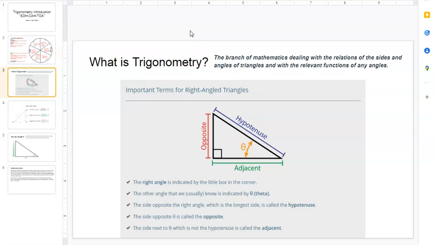So important terms we're going to need for right-angled triangles. Everybody's pretty comfortable with the Pythagorean theorem. We know what the hypotenuse is, but now for the other sides, we're going to have to get more specific. So let's walk through these. The right angle is indicated by the little box in the corner. Everybody knows what that means. The other angle that we usually know is indicated by theta, which is like a circle with a line through it.